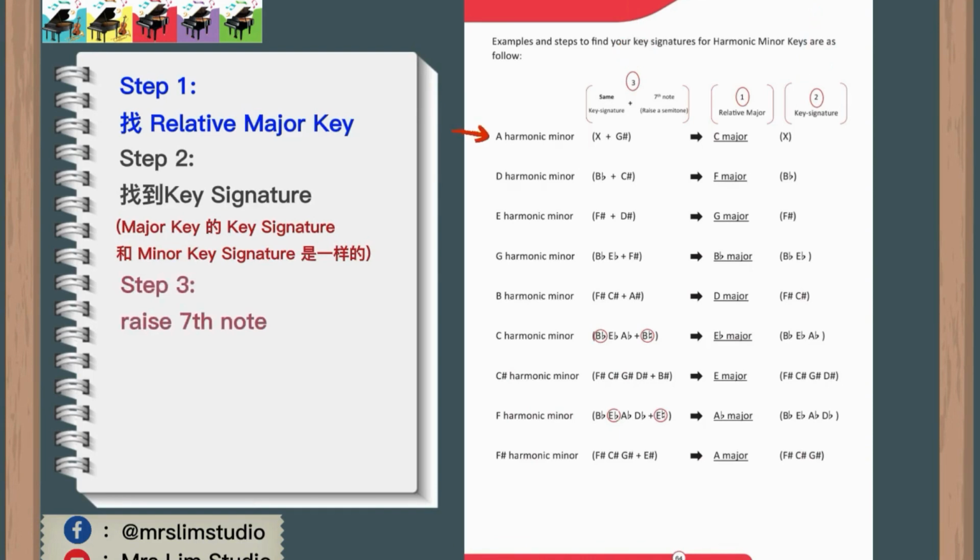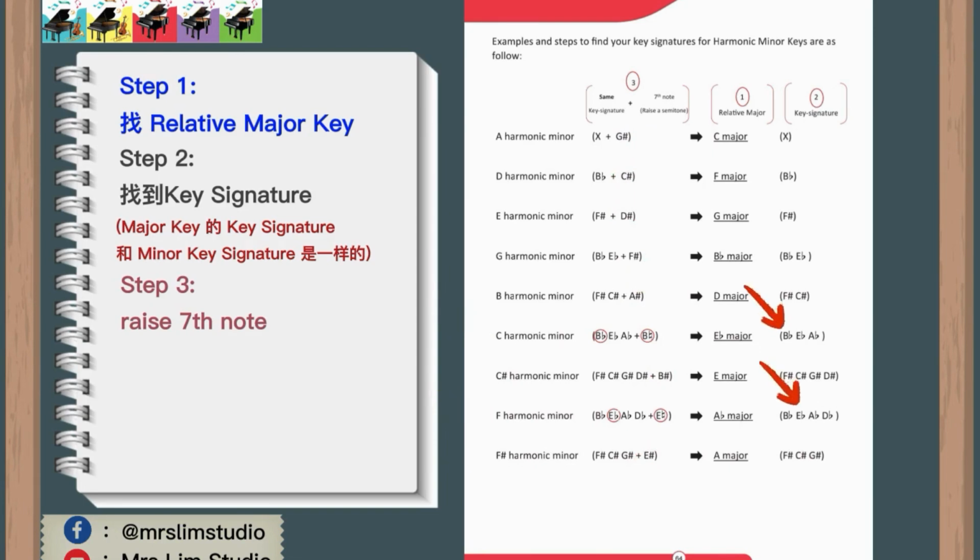Our first practice question here is A harmonic minor. A, B, C, D, E, F, G. Raise the semitone for G sharp. Students, you will notice that all the 7th notes will then be raised to sharps only. This applies to all except C minor and F minor. And why is this so? This is because they have flats in their key signatures.